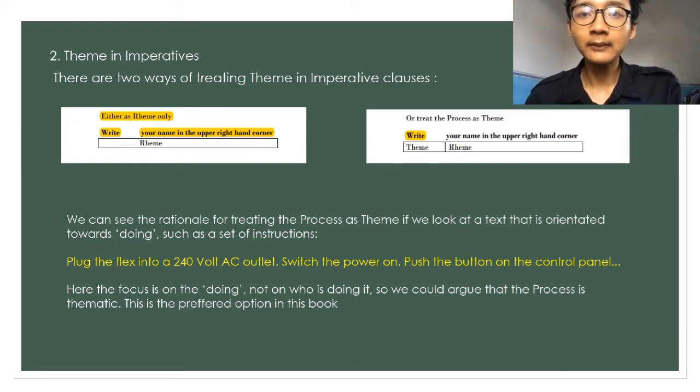Number 1. Plug the flash into 240 volt AC outlet. Another example: switch the power on, or push the button on the control panel. And here the focus is on the doing, not on who is doing it. So we could argue that the process is thematic. This is the preferred option in this book.